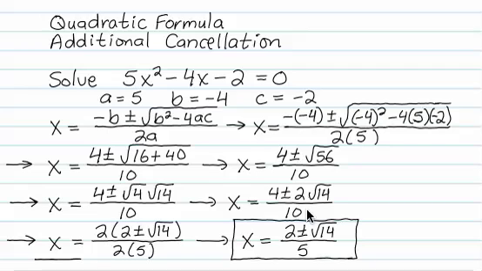I could stop here, but I would be leaving something unsimplified. I notice that there's a factor of 2 in the bottom. 10 is 2 times 5. There's also a factor of 2 in the top. There's two terms in the top, and they both have a 2. So I need to factor that out.